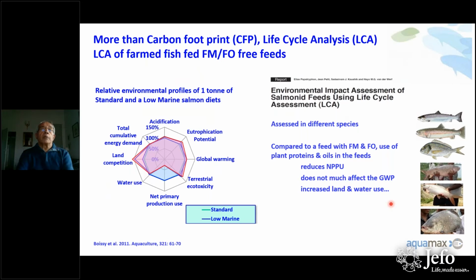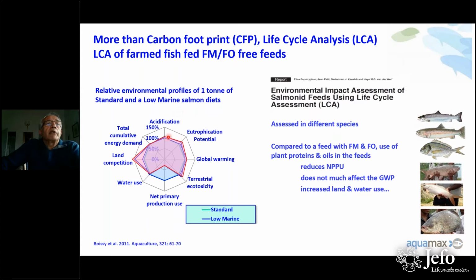More than carbon footprint, there is another concept called the life cycle analysis, from cradle to tomb. So here, again, as part of different European projects, we have been working on the life cycle assessment of farmed fish fed low fish meal and fish oil levels, standard feeds against low marine. This is an example with Atlantic salmon.